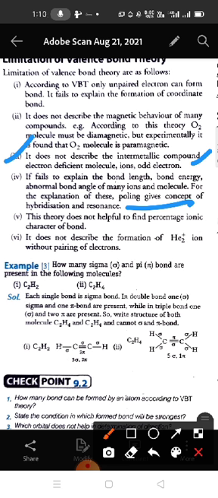And next, this theory is not helpful for the percentage ionic character of the bond. And the last point is that it does not describe the formation of the He2 positive ion, the helium ion, without pairing of electrons.